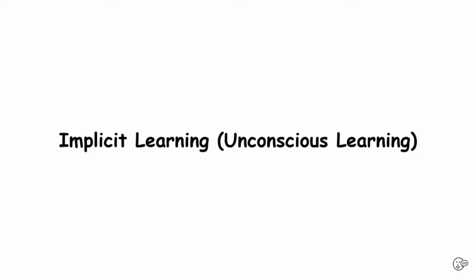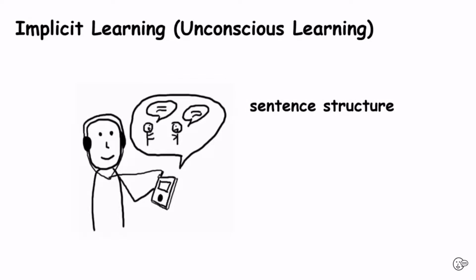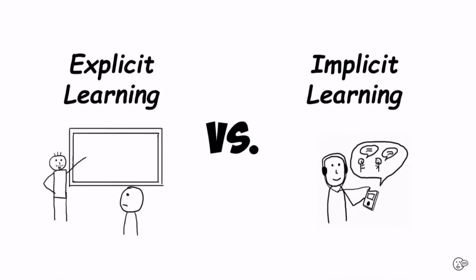The second type of learning is called implicit learning or unconscious learning. In implicit learning, the learner doesn't know what is being learned. Oftentimes, he's not even aware that he's learning something. The learning happens unconsciously. One example of implicit learning is listening to a conversation in English. When you listen to a conversation, your main goal is not to learn English, but to understand the conversation. But by doing the activity, you're simultaneously learning English. You may not realize it, but you're learning many aspects of the English language, the sentence structure, the grammar, the vocabulary, and so on.